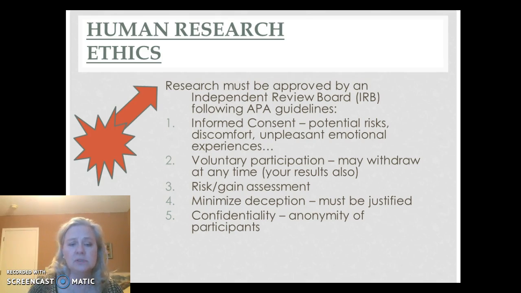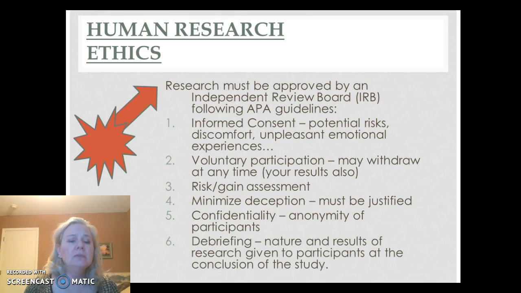It's hard sometimes to keep research completely confidential, but you really must demonstrate how you plan to do that. And then finally, debriefing of participants. At the conclusion of any study, you need to discuss the results of the experiment with the participants. So first of all, you need to describe with them the nature of the study and why deception was used, if any, and then you need to give them the results of the research.